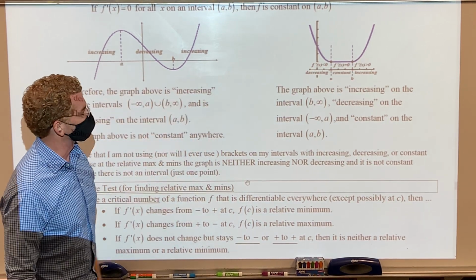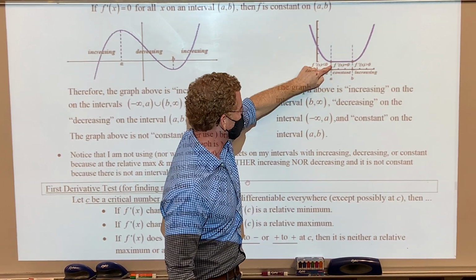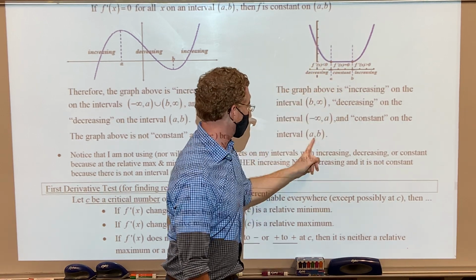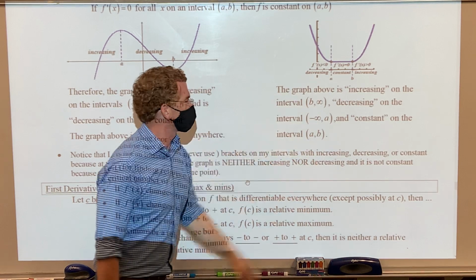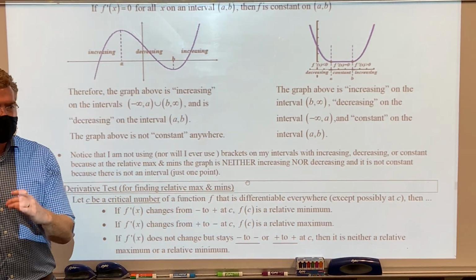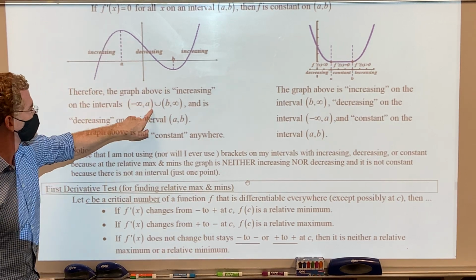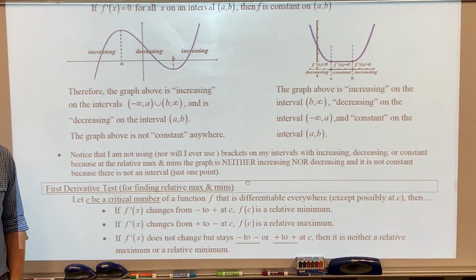And that's another increasing. Right here, from negative infinity to a, decreasing, right? From a to b, constant. From b to infinity, increasing. And notice I don't have any brackets, do I? Why don't I say from negative infinity to a with a bracket for that increasing? Because there's a point there.